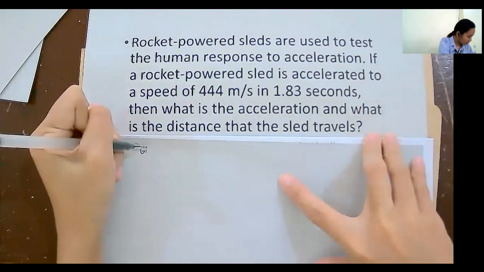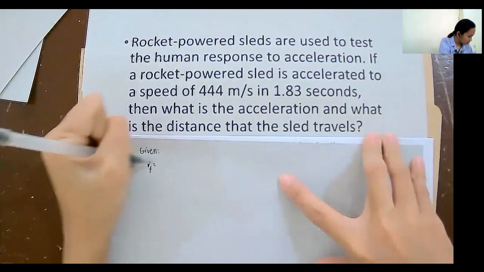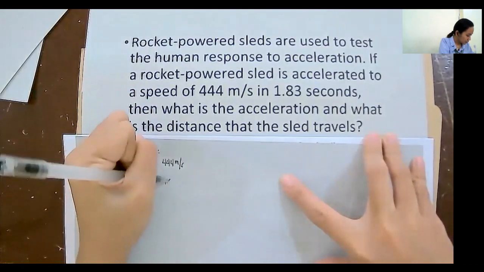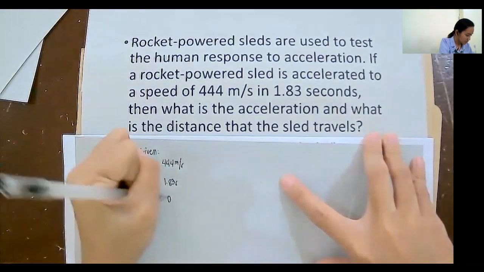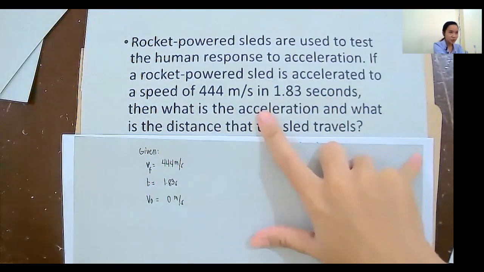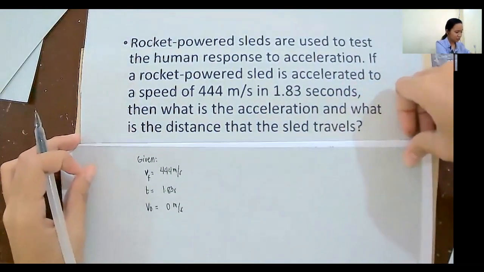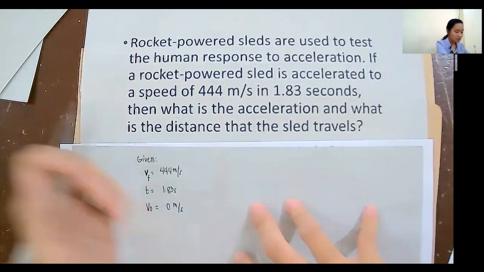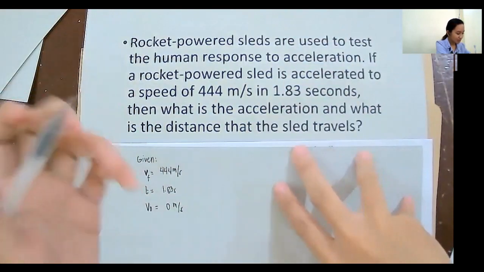So I will write the given first. You have here your final speed, that's 444 meters per second, and your time, 1.83 seconds. In this case, our initial velocity is considered as 0. Why 0? Because the sled accelerated to a speed, which means from rest and then it just accelerated. So you have to analyze the problem in order for you to know if the speed is an initial speed or a final speed, or if your velocity is initial or final. Now here we are looking for two things: the acceleration and then the distance.